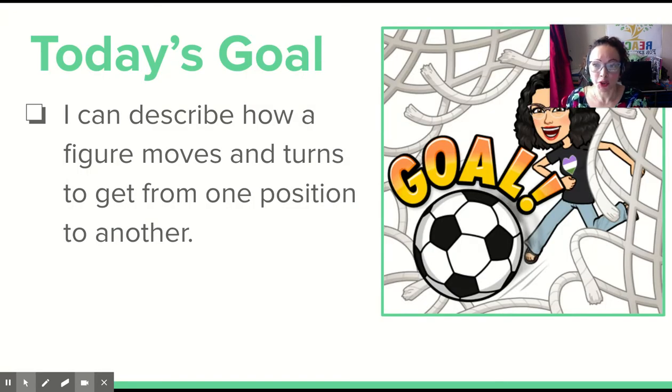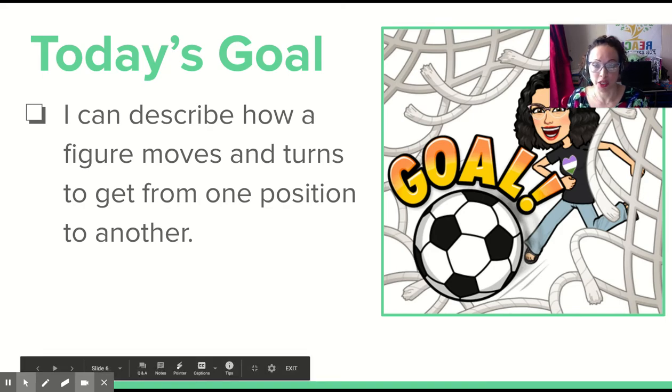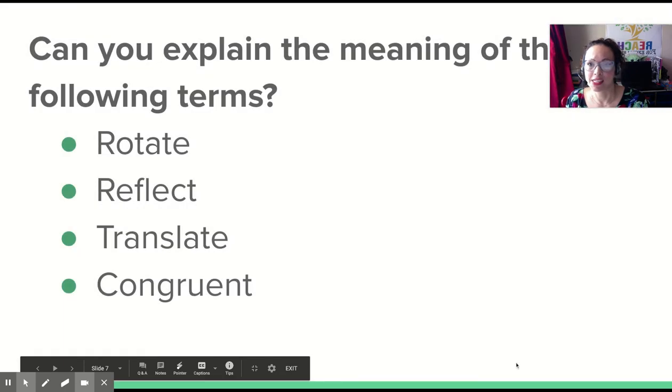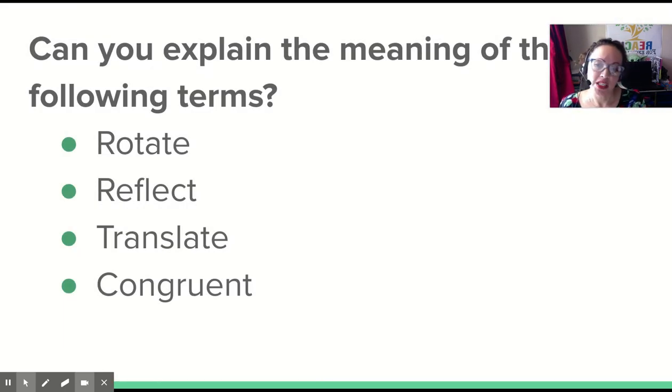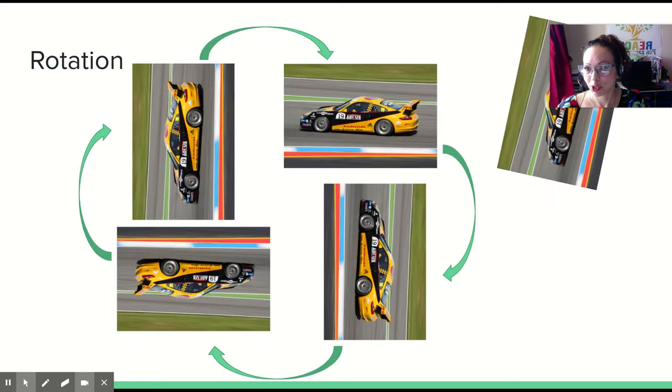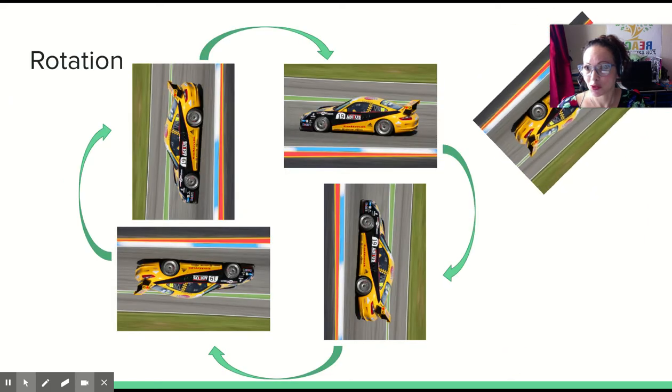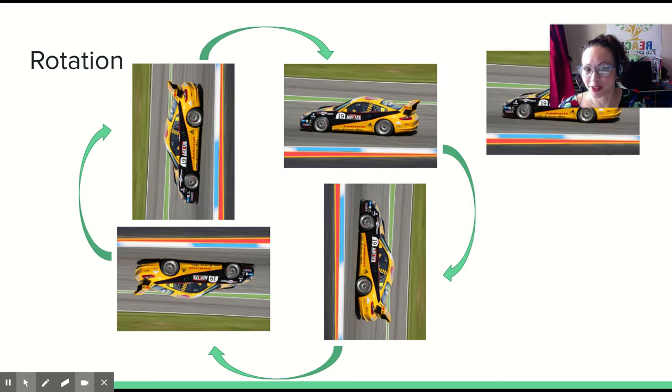Today's goal, our learning target, is I can describe how a figure moves and turns to get from one position to another. Okay, so I want to know if you can explain the meaning of these following terms. What does rotate mean? Rotation, there we go. To turn.